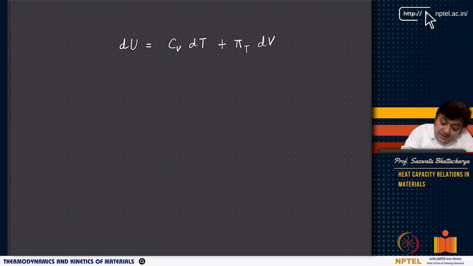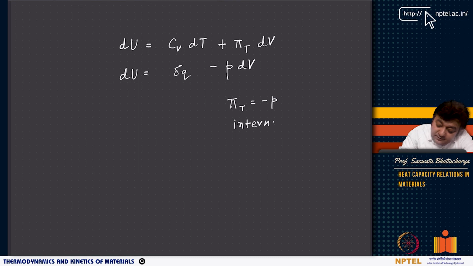And you also know dU equals delta Q minus P dV. If you compare, you see pi t is nothing but minus P, which we can call internal pressure. Pi t is nothing but an internal pressure, because with minus P dV, what we were looking at is something like this.